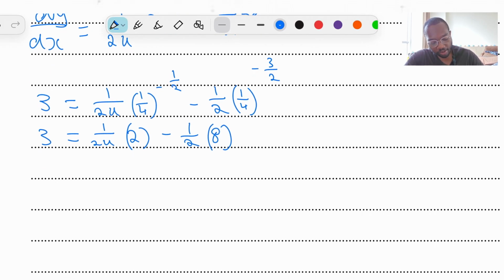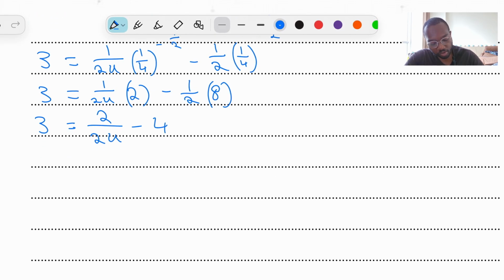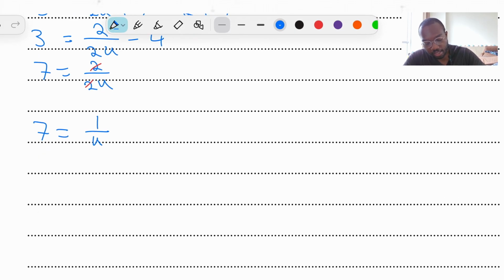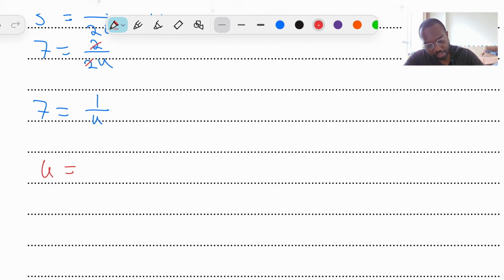And therefore we have 3 is equal to 2 over 2k minus 4. Okay, and therefore what we can do is that would be 7 is equal to 2 over 2k. Now we can actually get rid of a 2 because 2's in both. So that would be 2 over 2, we can just get rid of them. So we're left with 1 over k, so 7 equals 1 over k. Therefore, k is equal to 1 over 7.